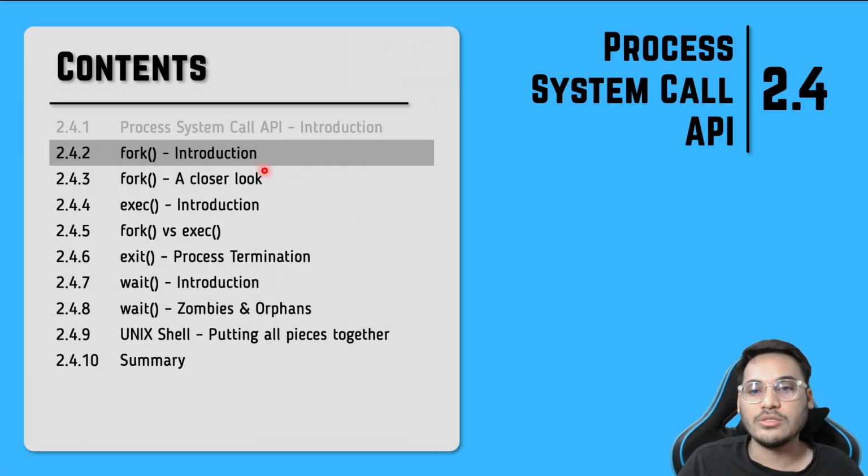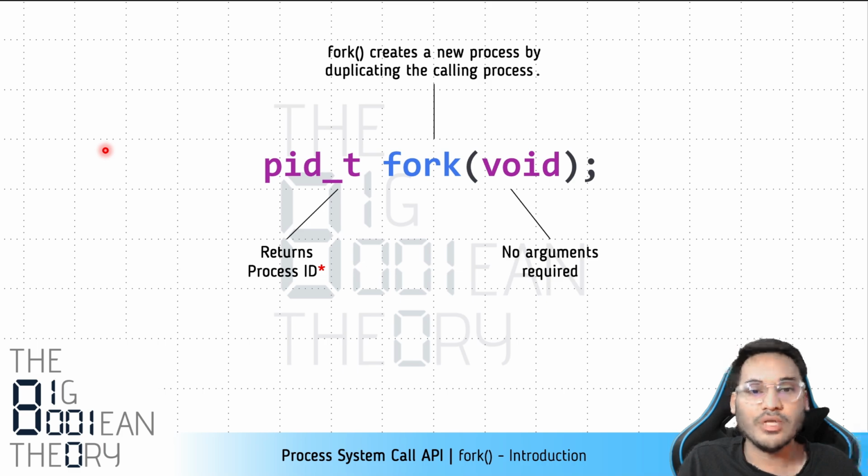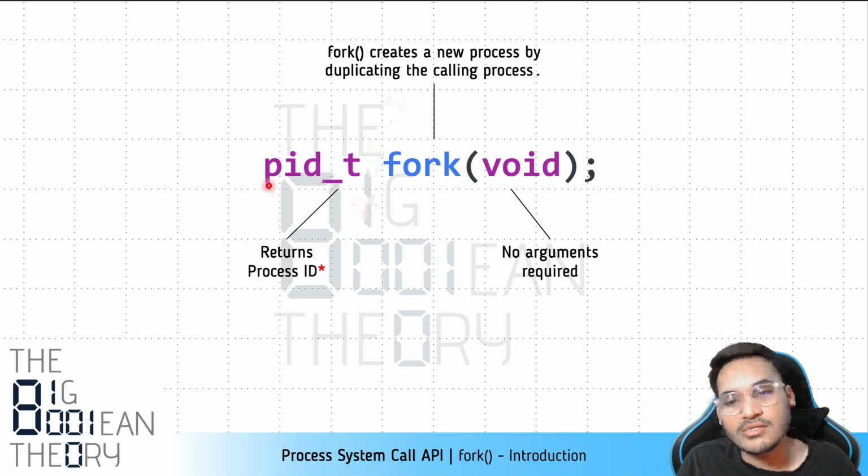So next we talked about the fork system call. We laid out a basic introduction. In the second video we talked about the API. So the fork system call is simple. Its API is simple. It does not take any argument, and it creates a new process by duplicating the calling process. And what does it return? It returns the process ID, and this star indicates that there is a special condition on the return.